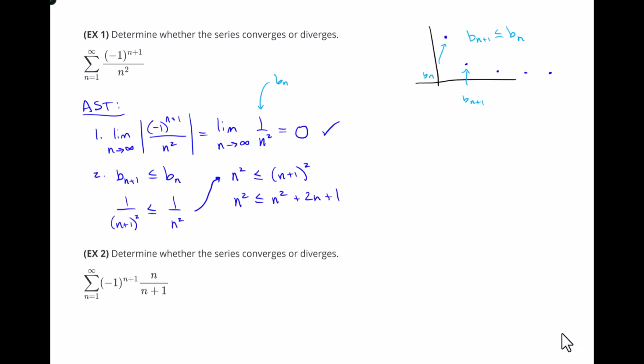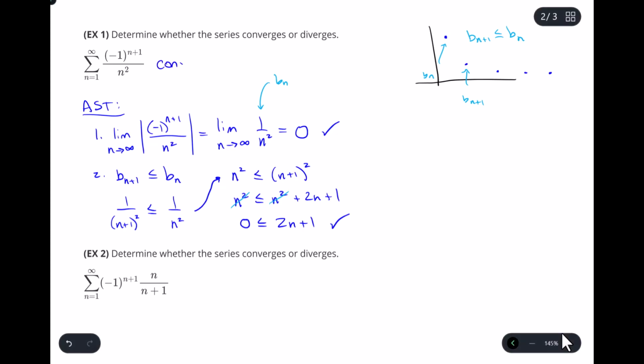And the rules on these inequalities are still the same in all the problems. You want to get it to the point where it's just completely obvious. You don't need a lot of mathematics knowledge to determine that this is a true statement. And usually they work out that way. So if I subtract n squared from both sides, then I have 0 is less than or equal to 2n plus 1. And since n is defined on only the positive integers, this is true. So both parts of this alternating series test hold, so this series converges.